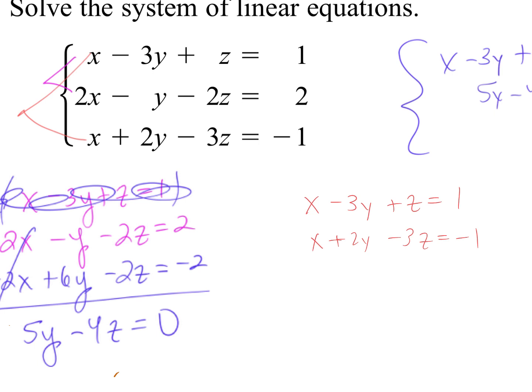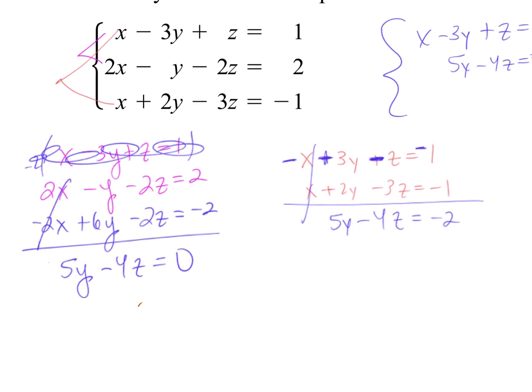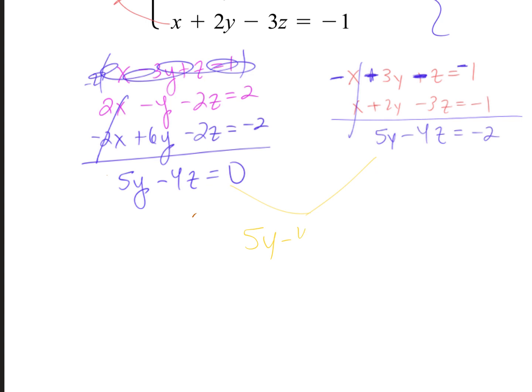All right, this one's not too bad to eliminate x's. What would I do? Negative 1, right? Did you guys care which one I multiplied by negative 1? All right, I'm just going to go through and change signs. So this becomes negative, positive, this becomes negative, and this becomes negative. So when we combine, my x's cancel. 3 plus 2 is 5y minus 4z equals negative 2. All right, that's fine. Now what do I do to find my last equation? I'm going to combine these two. Good. So I have 5y minus 4z equals 0, and 5y minus 4z equals negative 2.